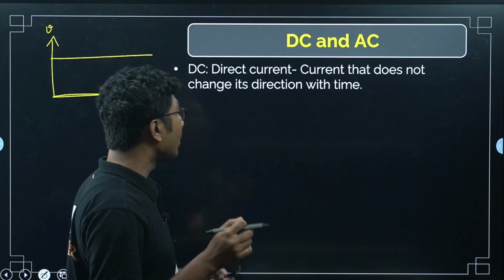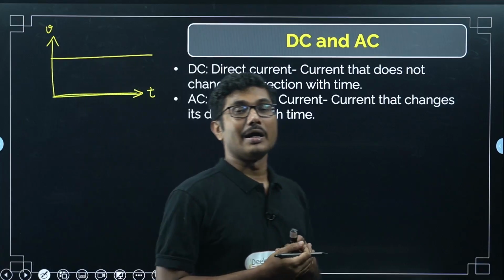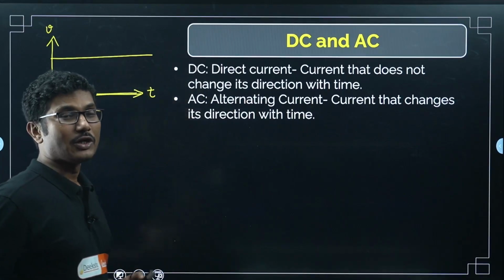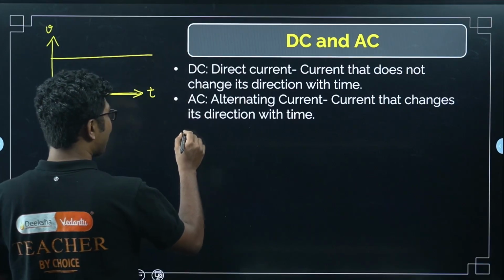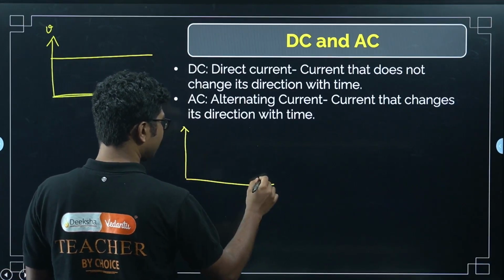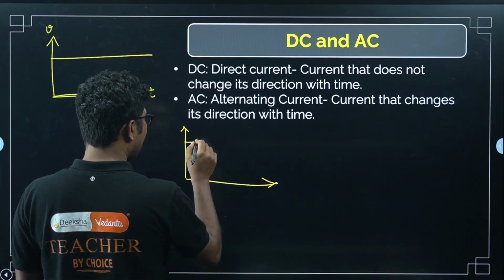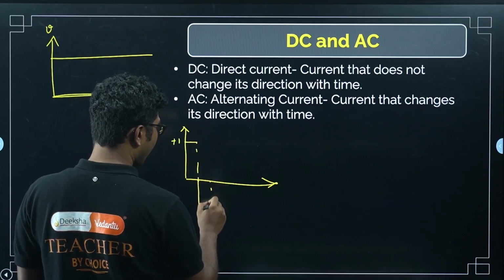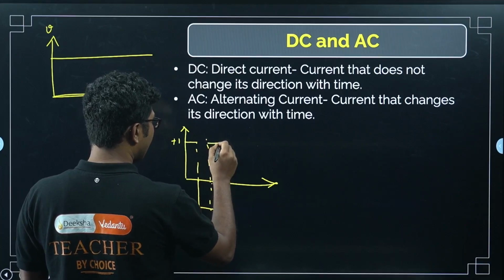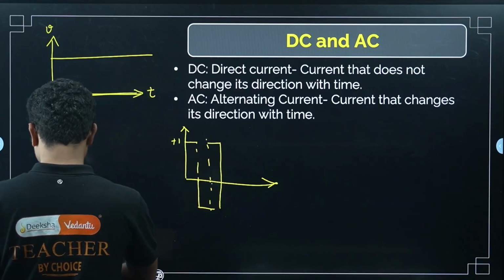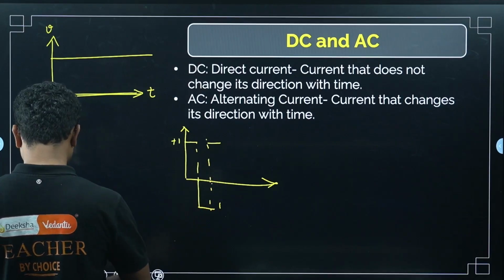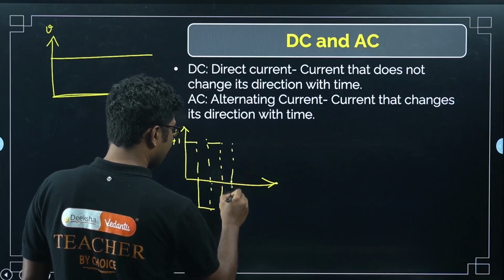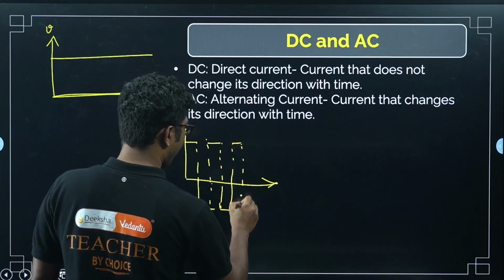Now what is AC? If something is changing with time, the direction is changing, the polarity is changing, then we call it AC current. For example, if I draw the same diagram, suppose till 1 second it is +1, and after 1 second it is -1, and so on, then we call it an AC. Like this, even this is an AC.